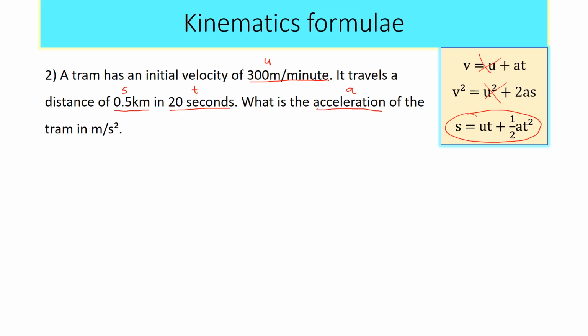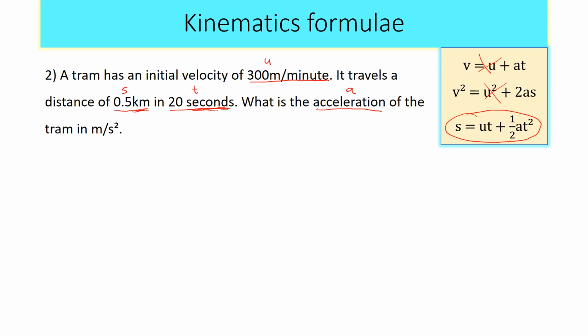Okay, notice that here the initial velocity is given in meters per minute. Then the distance is given in kilometers, and then the time is given in seconds. So when it comes to the units, it's a little bit all over the place. So we need to do some tidying up and make sure that the units are consistent so that we can start actually calculating with those values.